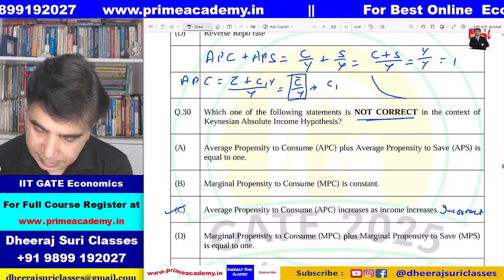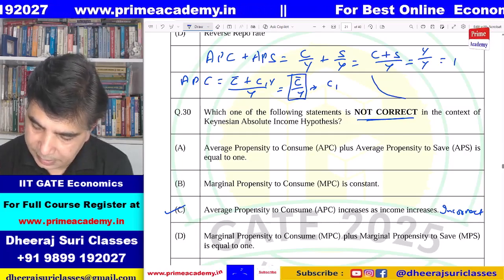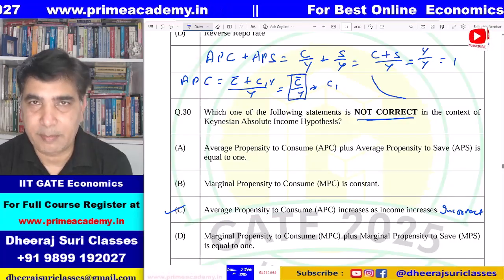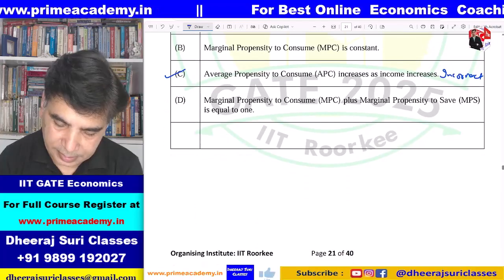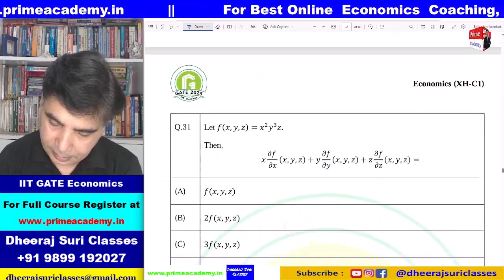What does D say? D says that MPC plus MPS is equal to 1. Again, it is correct. MPC plus MPS is equal to 1. We know this. So only C is incorrect. So C is the answer. Then 31st question.